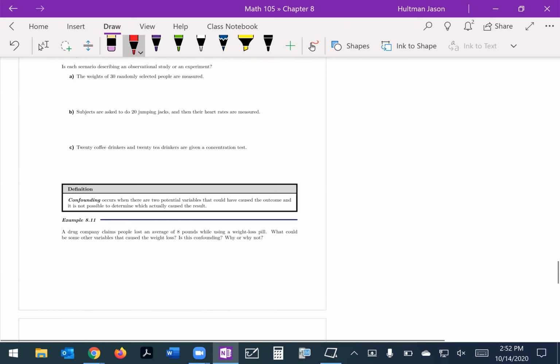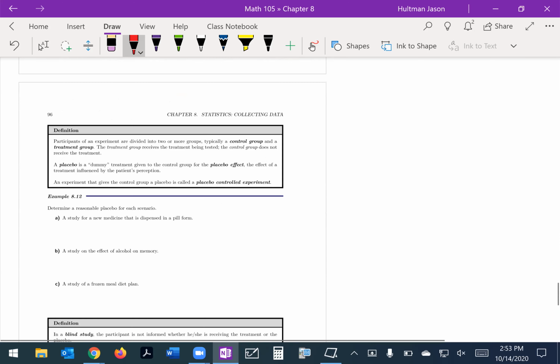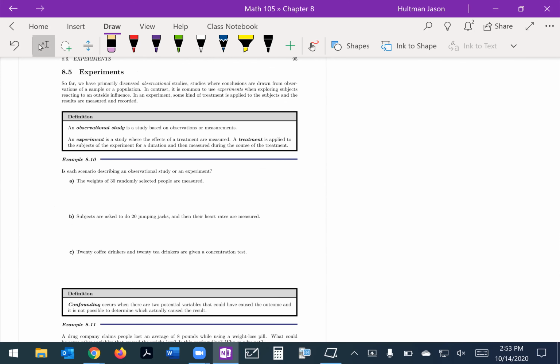Okay, 8.5. I want to go over this real quick. You don't have homework on this, but I still want to go over it. So far, we have primarily discussed observational studies, where conclusions are drawn from observations of a sample or population. In contrast, it is common to use experiments when exploring subjects reacting to an outside influence. In an experiment, some kind of treatment is applied to the subjects and the results are measured and recorded.